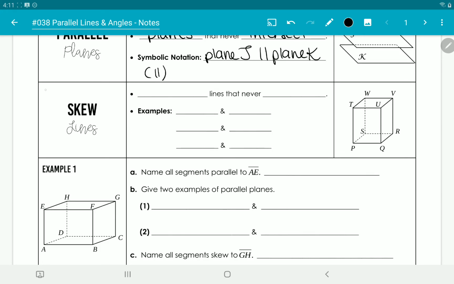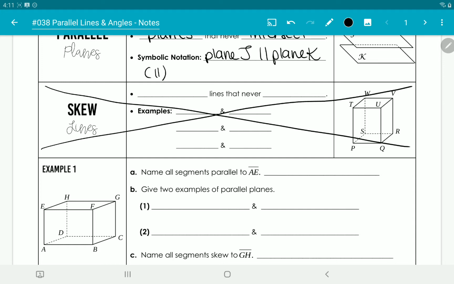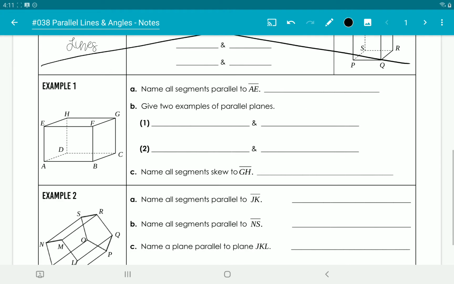Okay, we are not going to focus on skew lines at all. Skew lines are just lines that don't intersect each other but are not in the same plane, and so we're not going to be using them. So anything with skew lines you can go ahead and mark out.